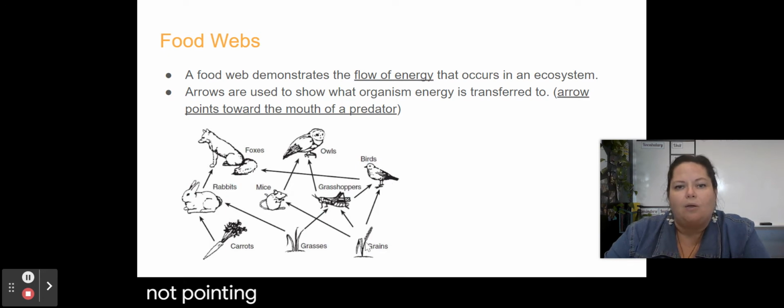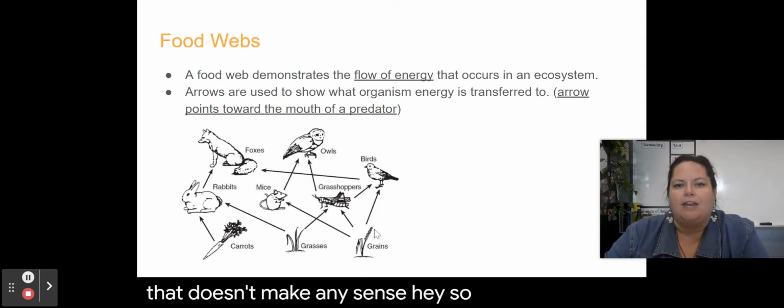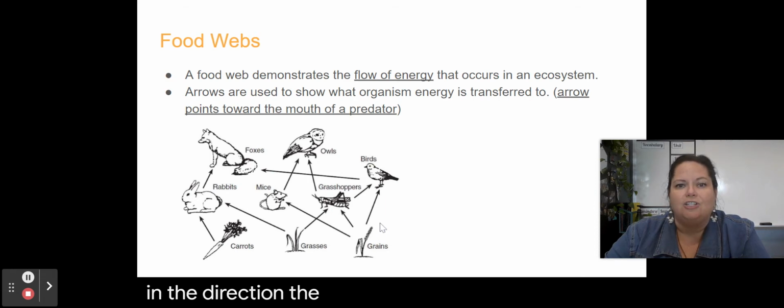It's not pointing at what it's eating, because otherwise it'd be telling us that the grains are eating the birds, and that doesn't make any sense. So the arrow points in the direction the energy is flowing.